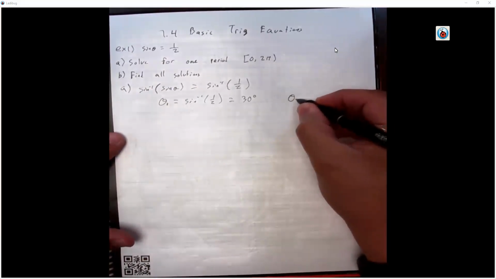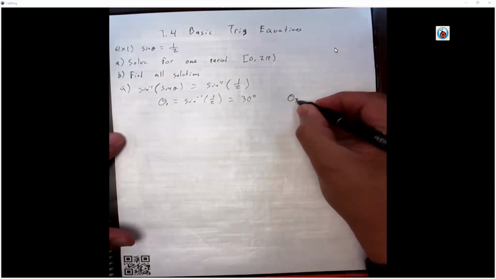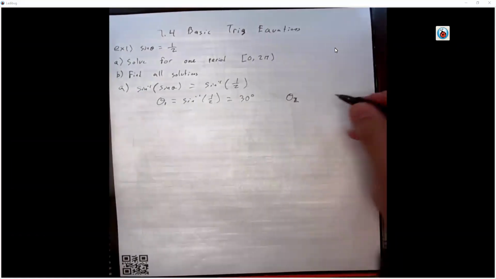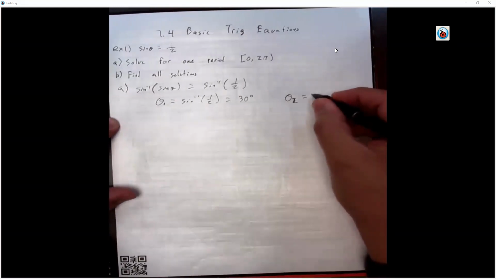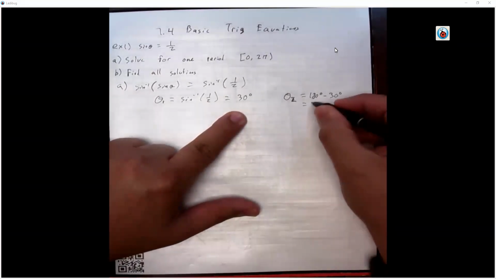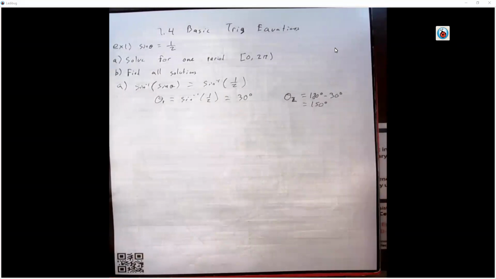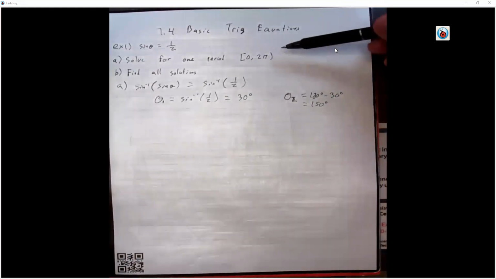So on exam 3, a lot of you forgot that thetas come in pairs, right? So the other one would be 180 minus what you found here. These are my two solutions within one period.